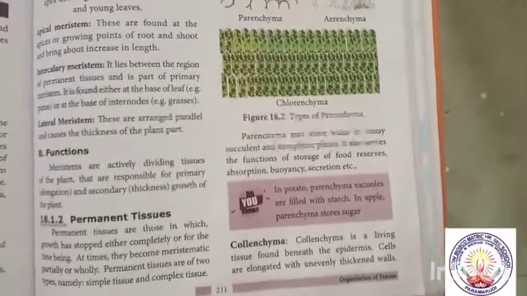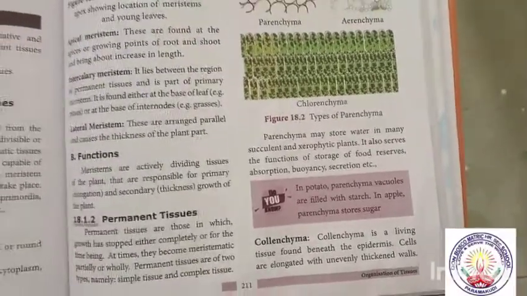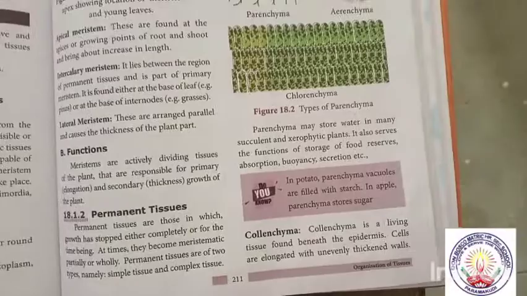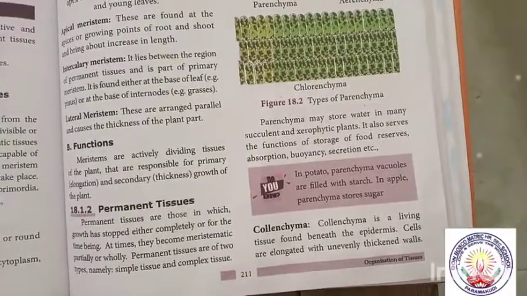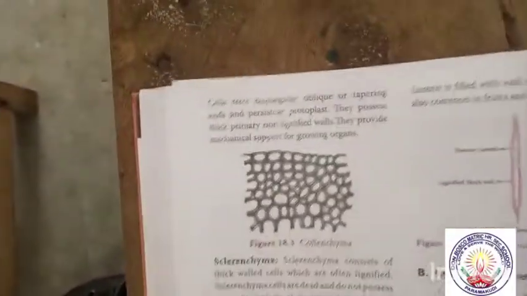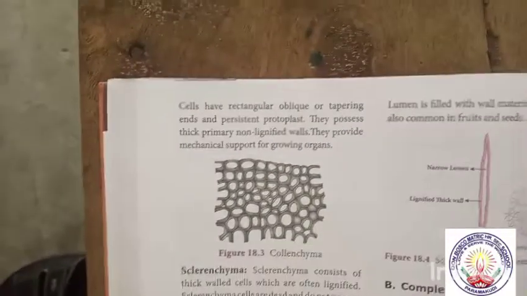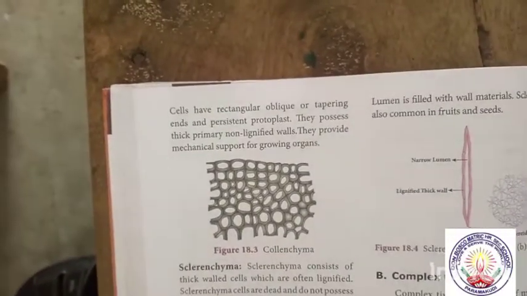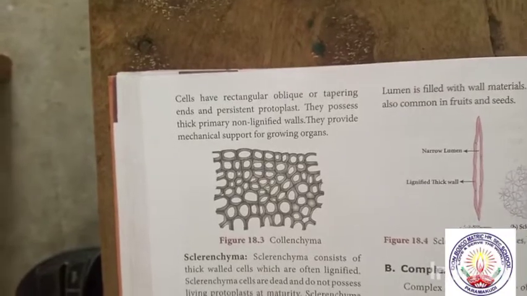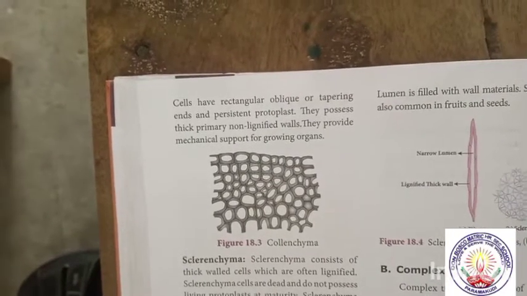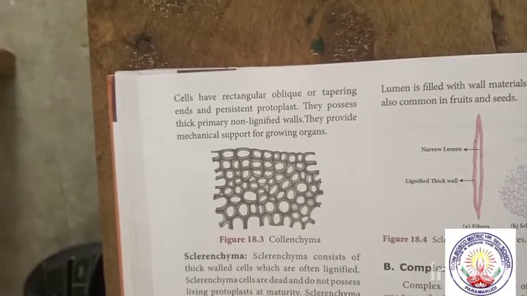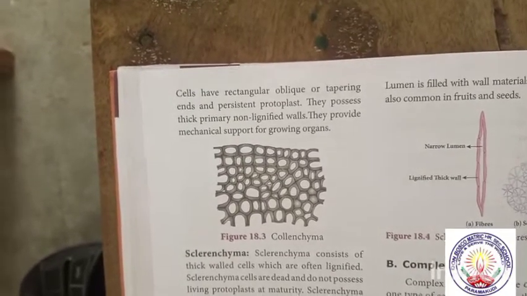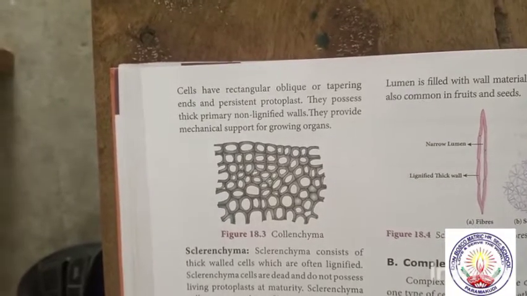Next, collenchyma. Collenchyma is a living tissue found beneath the epidermis. Cells are elongated with unevenly thickened walls. All of you turn over to page number 212. Cells have rectangular, oblique or tapering ends and persistent protoplasm. They possess thick primary non-lignified walls. They provide mechanical support to growing organs.